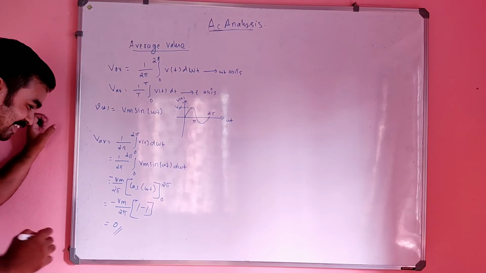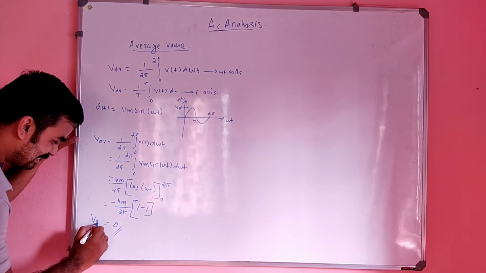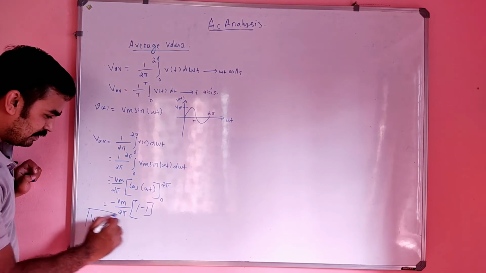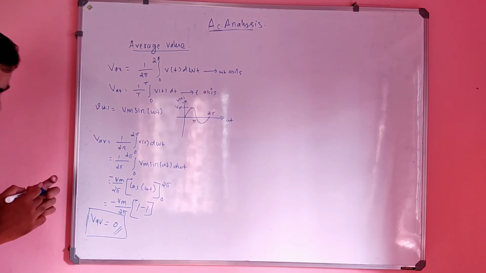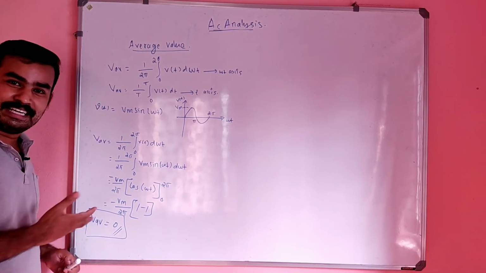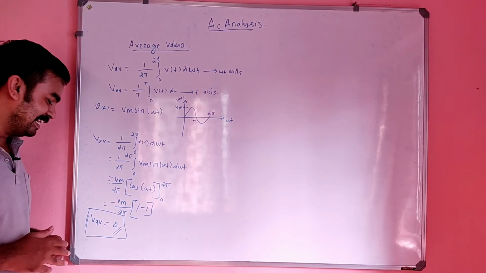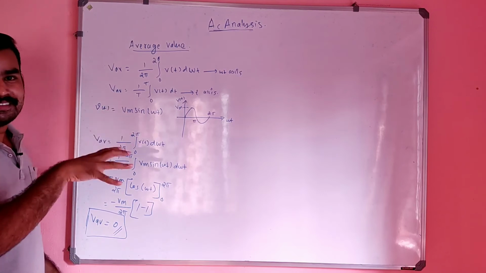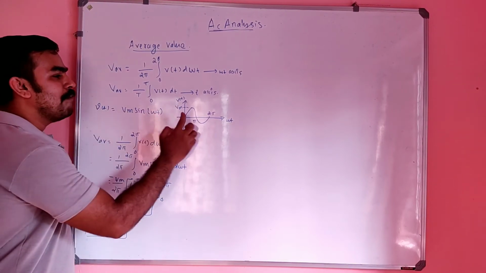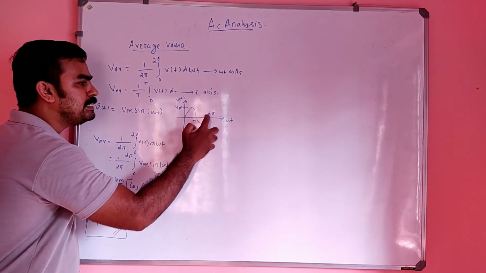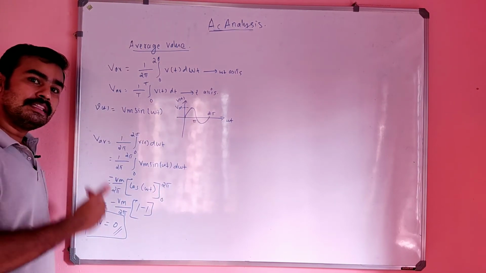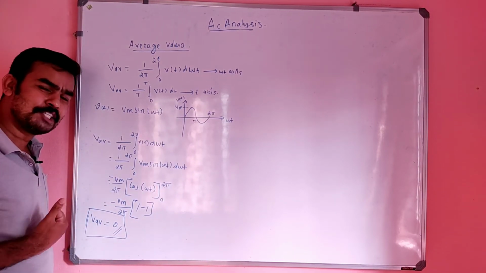A fantastic result, right? V average equal to 0. We did this much calculation and finally you got 0. What is that meaning? Okay, let's see. So you found out the average value of a complete AC waveform is nothing but 0. What does it actually mean?